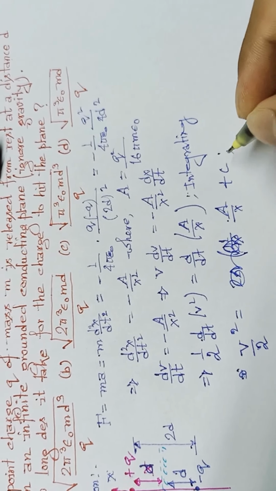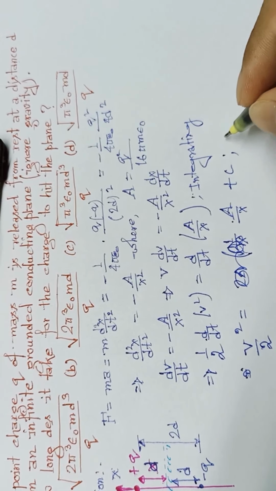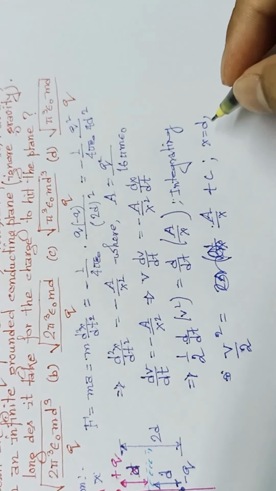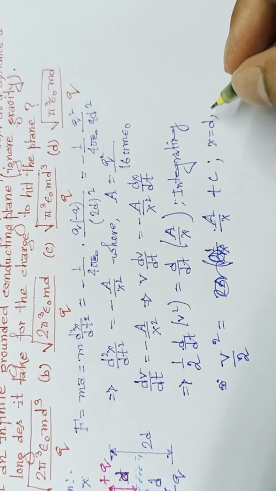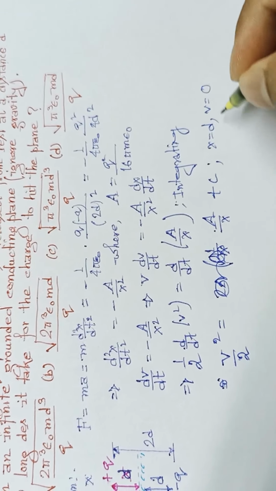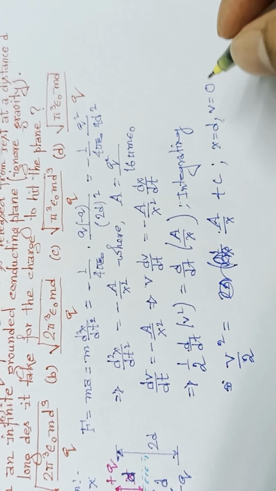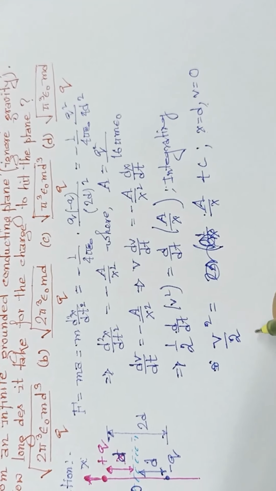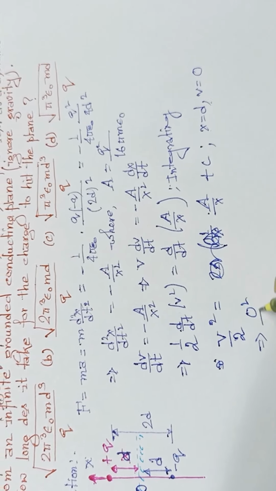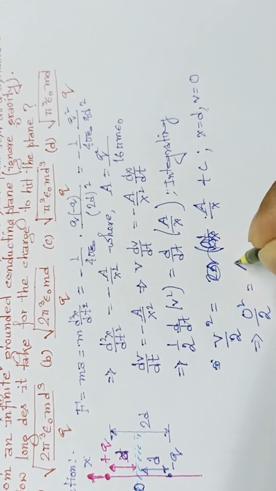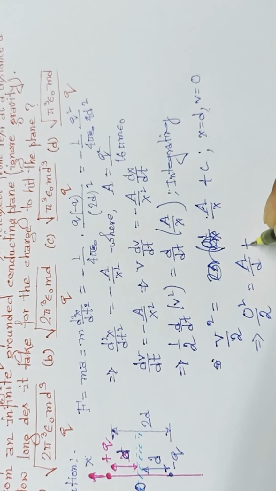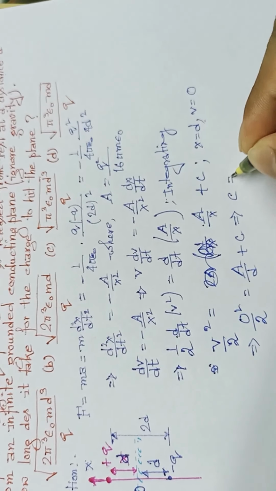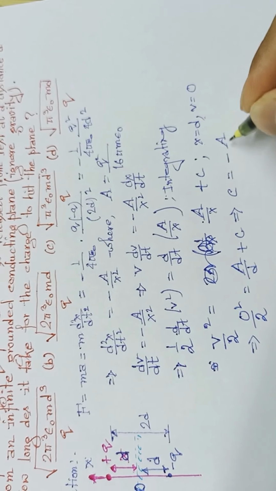For the initial conditions, the boundary condition is given as: when x equals d, meaning the distance is d, the motion has just started, so its velocity will be 0. When x equals d, v equals 0. Therefore if we substitute the values of x and v here, we get 0 square divided by 2 equal to a divided by d plus c. Therefore we get the value of c as minus a divided by d.